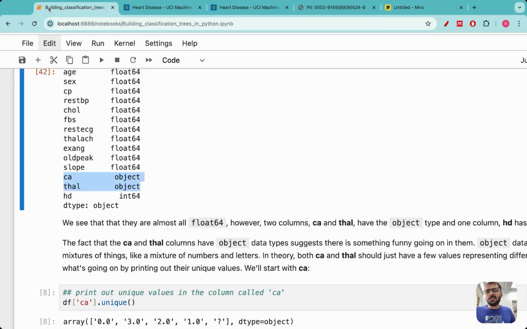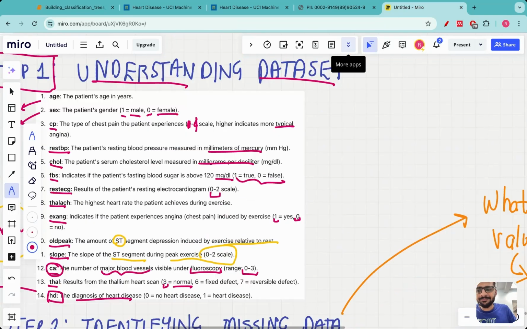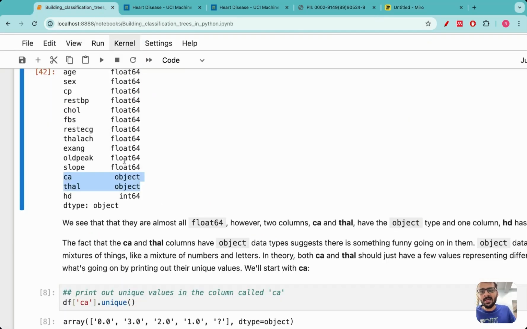Which is the first indication that these two rows, CA and thal, let's see what they actually mean. CA means the number of blood vessels which lit up under fluoroscopy, and thal is the thallium heart scan. So for CA and thal, the data type is object. This means again something funny is going on. Maybe there is missing data in these two rows. So let's check that out.